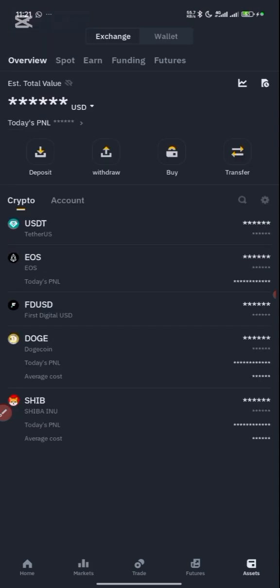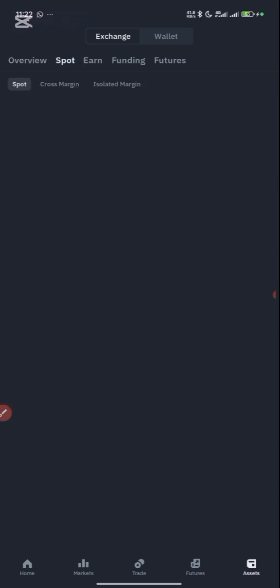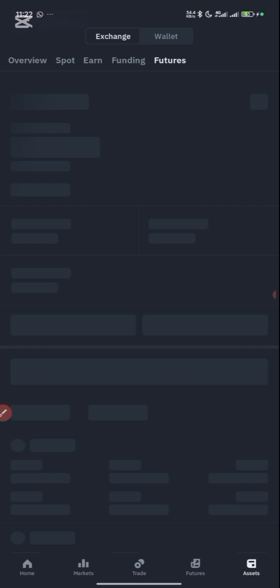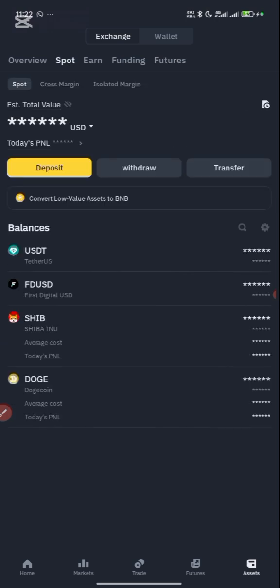So asset, this is where your balance and account balance will show. What's all the funds you have in this exchange? This is where you can see it. So we have the spot, and funding and futures. So this spot basically means that if you buy a token on spot, it will reflect here. The token that you bought, it will reflect here. So you can monitor your trade.